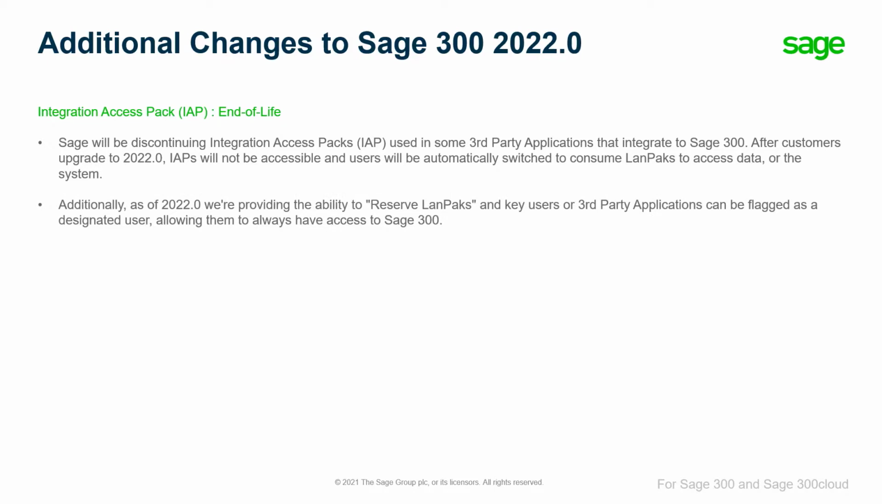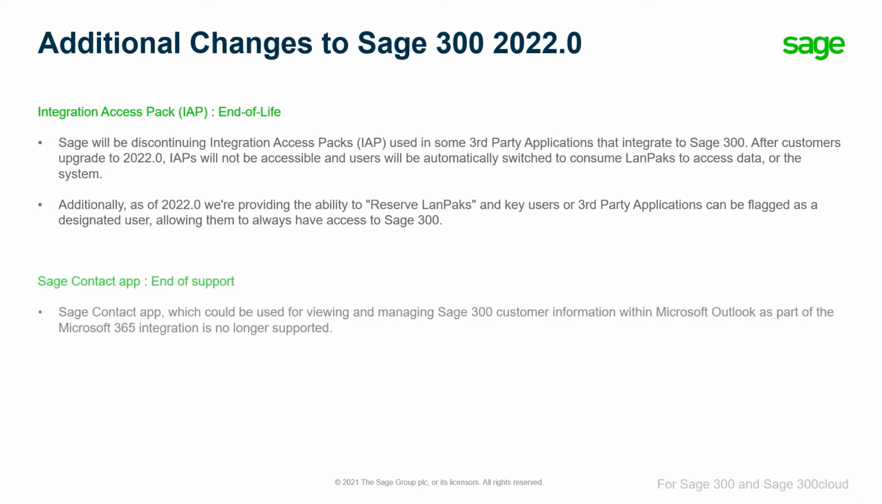Additionally, as of 2022.0, we're providing the ability to reserve LanPaks, and key users or third-party applications can be flagged as a designated user, allowing them to always have access to Sage 300. The Sage Contact app, which could be used for viewing and managing Sage 300 customer information within Microsoft Outlook as part of the Microsoft 365 integration, is no longer supported. Lastly, .NET remoting will not be supported with the 2022.0 release.